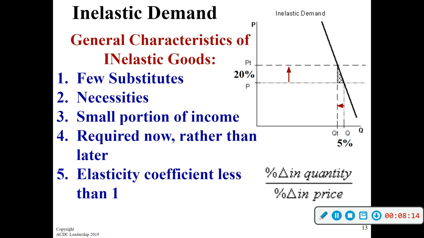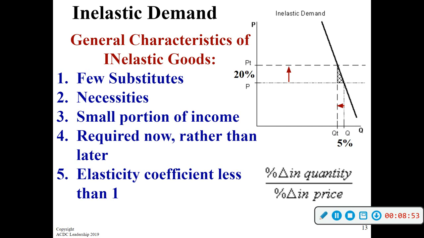More times than not, these actually take up a smaller portion of your income compared to elastic goods. Typically, you need them sooner rather than later. We know your car takes gas. If you're on the way to work and your gas light's on, you need that gas pretty soon. But if we're looking 6 months, a year down the road, maybe you're going to college and maybe you don't necessarily need a car. Maybe you can take a bus, ride a bike, walk, or carpool. So the more time you have to decide on something, the more elastic it becomes. The more immediate you need it, the more inelastic it is.